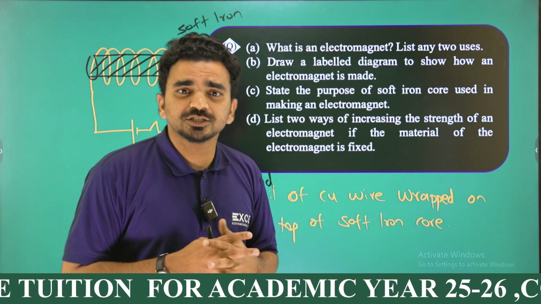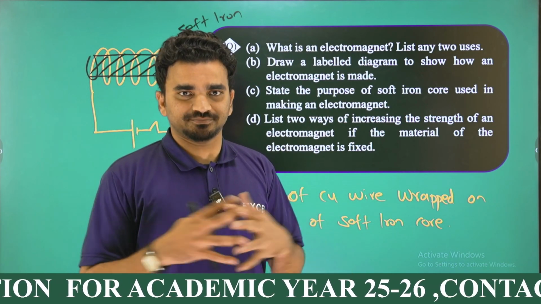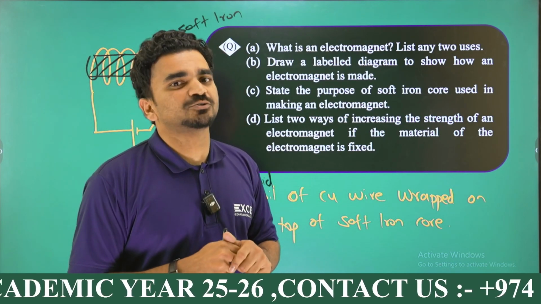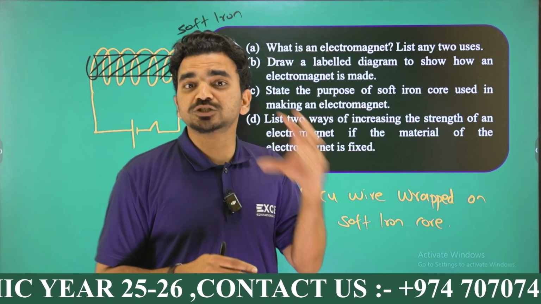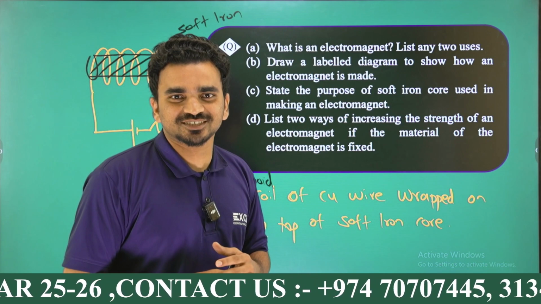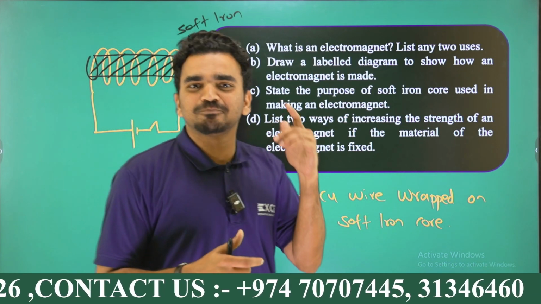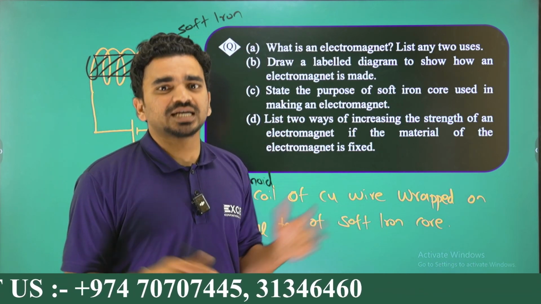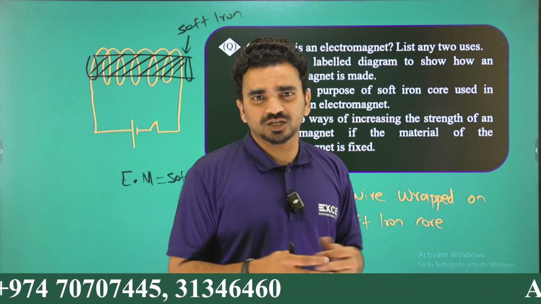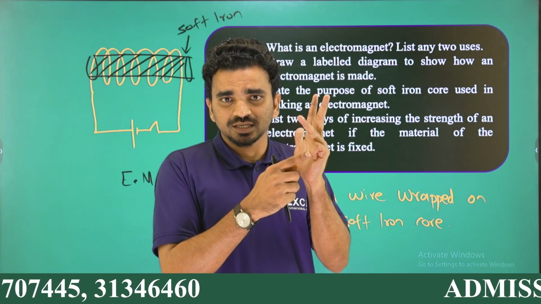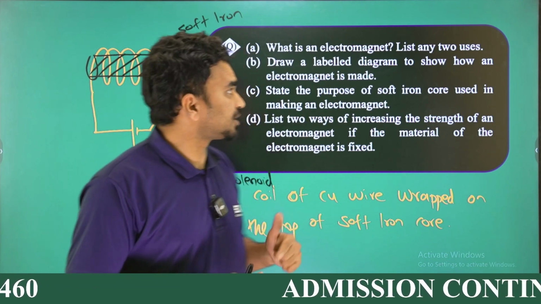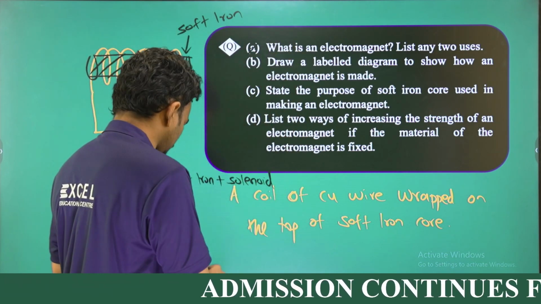Number one, it is used in electric bell. And loudspeaker, you can see electromagnets. Loudspeaker and electric motor, electric motor also contains an electromagnet. At least remember these three devices. What are they? Electric bell, then loudspeaker, then electric motor. Keep in your mind. So the first part is fine, right?